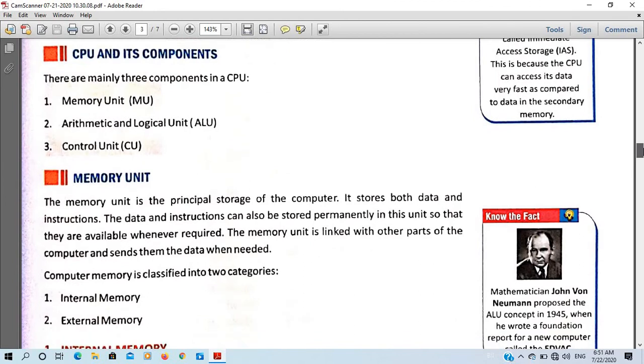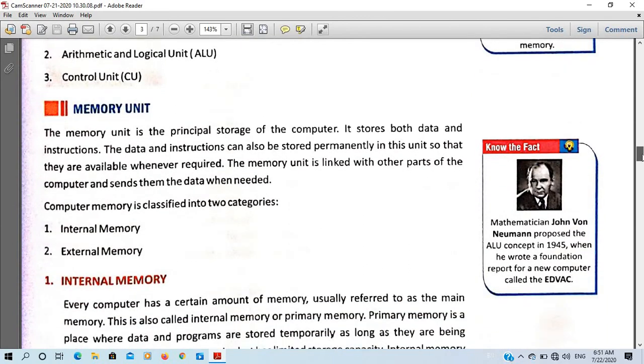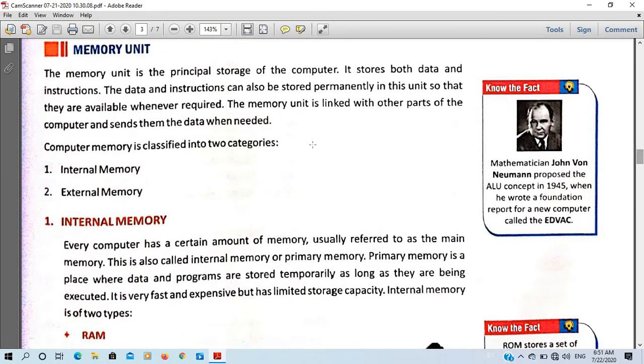Okay, now let's see, students, what are the components of CPU. I have already told you: memory unit, arithmetic logic unit and control unit. Let's see one by one about memory unit, arithmetic logic unit and control unit. So what is memory unit? Memory unit is the peripheral storage of a computer. It stores both data and instructions. The data and instructions can be stored permanently in this unit so that they are available whenever required. The memory unit is linked with the other parts of the computer and sends them the data when needed. Okay, so what is memory unit?